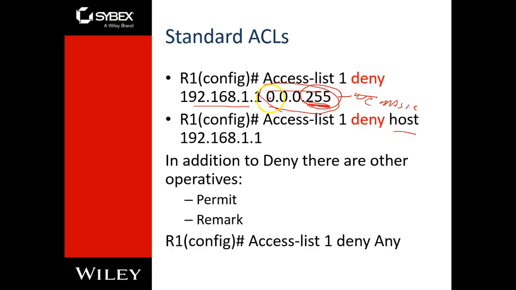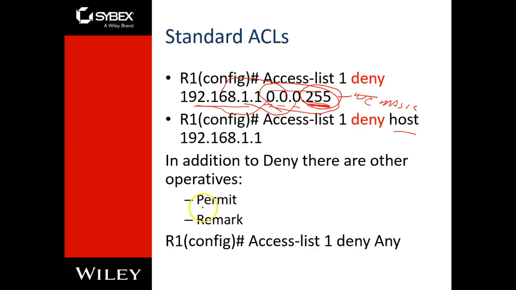What these wildcard masks mean is the 0 means to check. So what the 0 says is to check, is it 192? To check, is it 168? To check, is it 1? The 255 means I don't care what it is. It can be anything in that range. So this could be from 1 to 255. Or 256, actually, couldn't it?